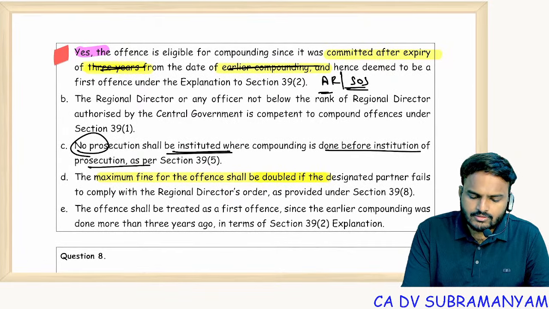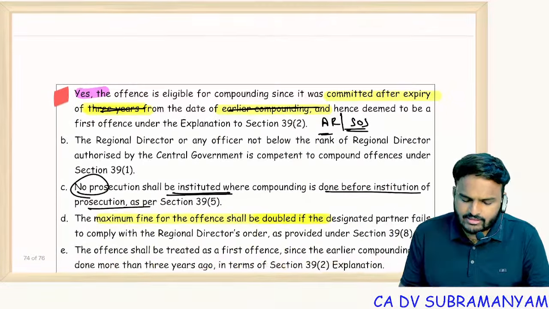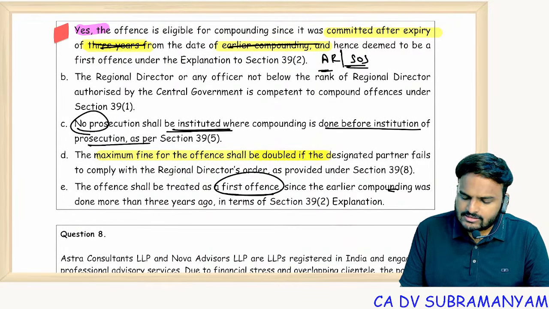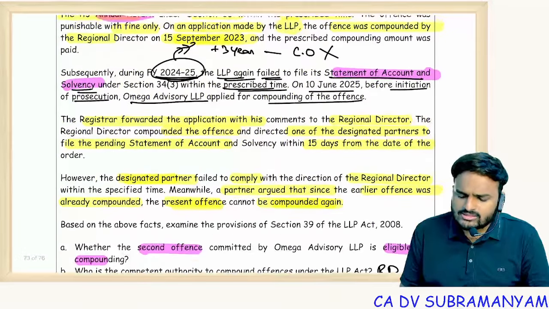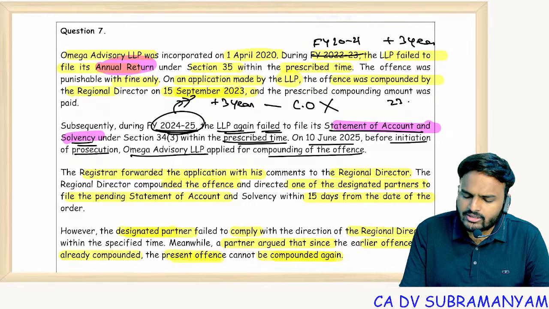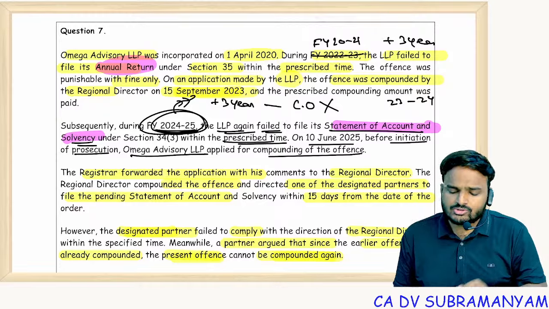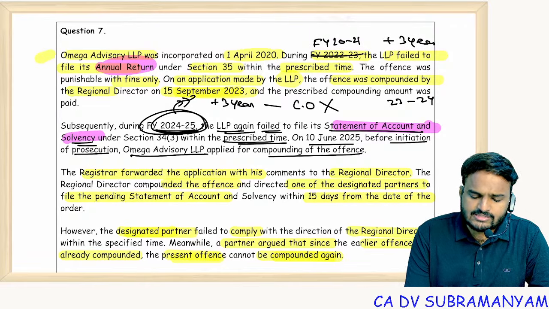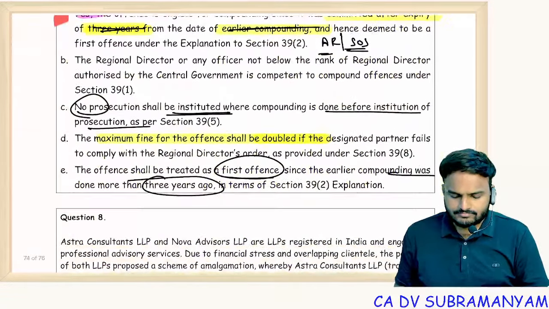Okay. Next one. Last one. Whether the present offence will be treated as first offence or subsequent offence. It will be treated as first offence because earlier compounding was done more than 3 years ago. So better, what I'll do is I'll change it as financial year 2021. Now to this, if you add 3 years, it comes 23-24, whereas financial year 24-25 means it is after 3 years, right? So I'll rectify this year of mistake. That would be better.